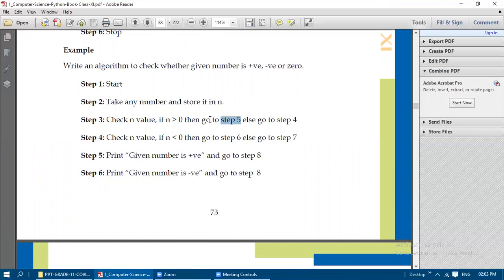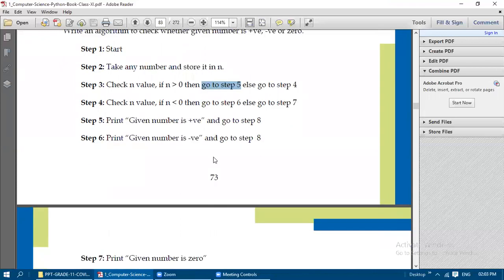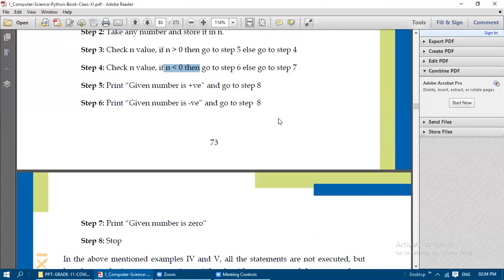Otherwise, if it is greater than 0, you print that it is a positive number. No need to go to step 4. After printing this answer, positive, you can directly go to step 8, that is stop. If it is false, go to the next check, that is less than 0. If it is true, automatically go to step 6 and print it, and then go to step 8, that is stop. Otherwise, if both the conditions are false, then the number you have passed is 0 only. So go to step 7, print that the given number is 0, and then stop the process.